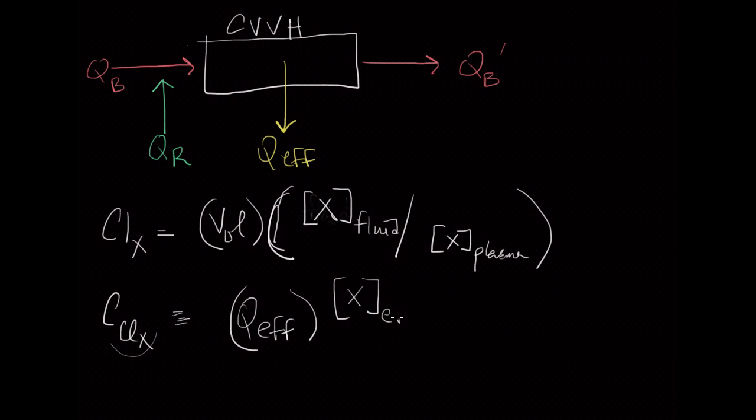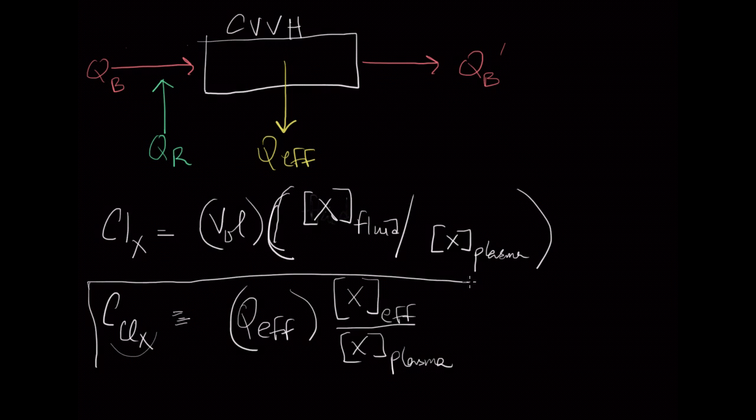in the effluent over X in the plasma. So in essence, this is your clearance equation. Now, this may not be what you use in clinical practice. We're going to clean this equation up a little bit, but this is the general structure for convective clearance equation when you have got a patient on CRRT.